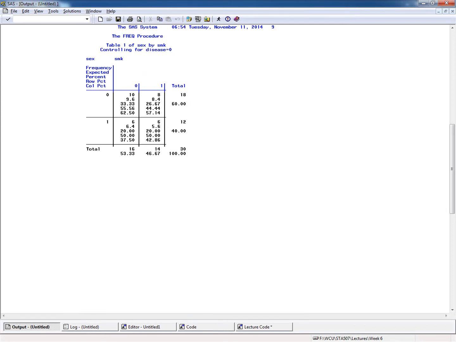So sex by smoking by disease is ultimately going to be 2 2x2 tables. Here's the first one. This is the breakdown of sex by smoking for those who did not have the disease. And here we're looking at expected cell counts. So we have 9.6, 8.4, 6.4, 5.6. Remember, we want most of them, I believe it was 80% of them, to be 5 or more. So far, so good.